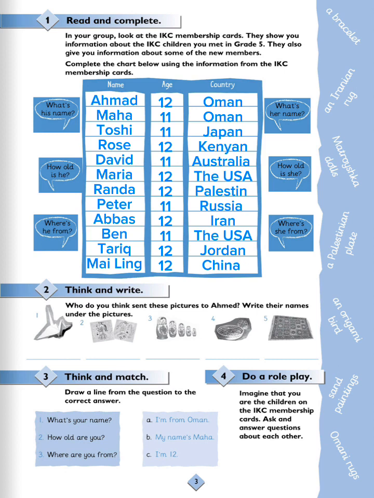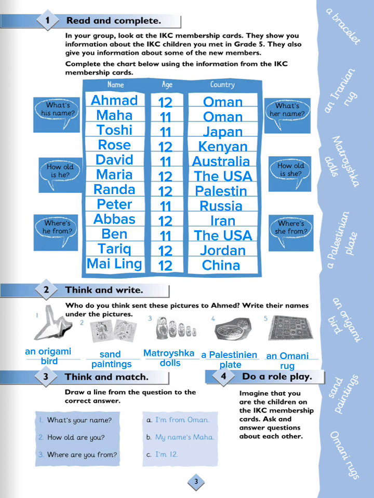Now, let's move to exercise number 2. Think and write. Who do you think sent these pictures to Ahmed? Write their names under the pictures. Let's see the answers. Number 1. An origami. Number 2. Sand paintings. Number 3. Matryoshka dolls. Number 4. A Palestinian plate. Number 5. Omani rugs.